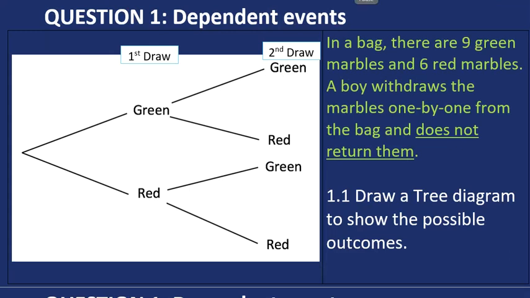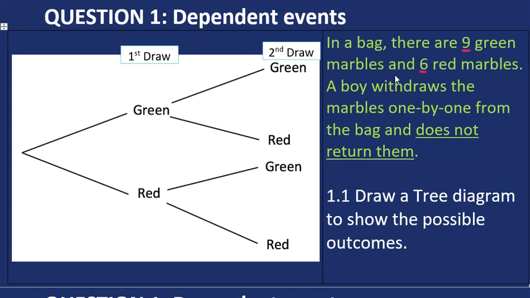In a bag, there are 9 green marbles and 6 red marbles. That's a total of 15. So a boy withdraws the marbles one by one from the bag and does not return them. The fact that this boy does not return these marbles is what makes these events dependent, because the second draw depends on what the boy withdrew during the first draw.